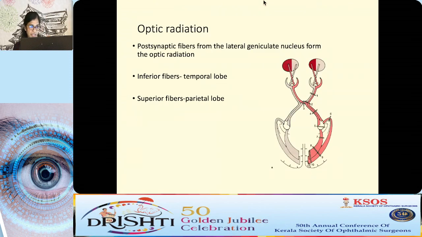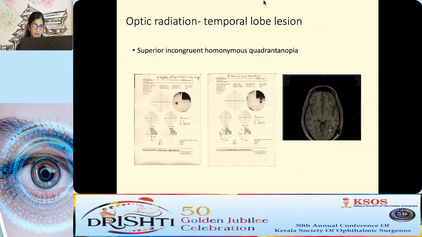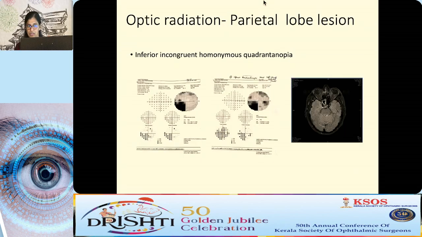Coming to the optic radiation, the postsynaptic fibers from the lateral geniculate body pass as optic radiation. The inferior fibers pass through the temporal lobe and the superior fibers pass through the parietal lobe. So a temporal lobe lesion causes superior incongruent homonymous quadrantanopia, and a parietal lobe lesion causes inferior incongruent homonymous quadrantanopia.